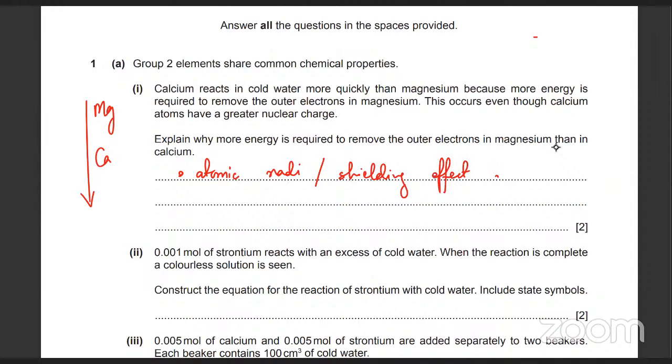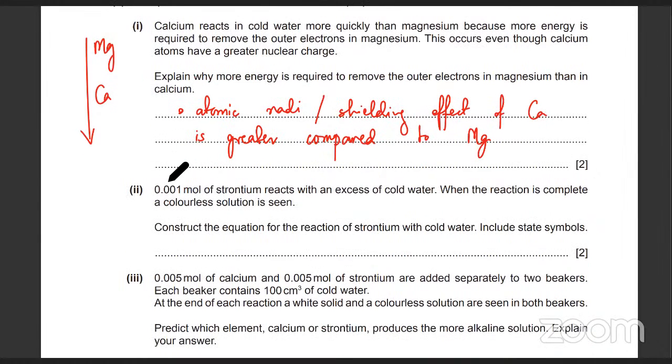Shielding effect of calcium is greater compared to Mg. So which is why it is easier to remove electrons from calcium compared to Mg. Next one is 0.0001 moles of strontium reacts with an excess of cold water. When the reaction is complete, a colorless solution is seen. Construct the equation for the reaction of strontium with cold water.